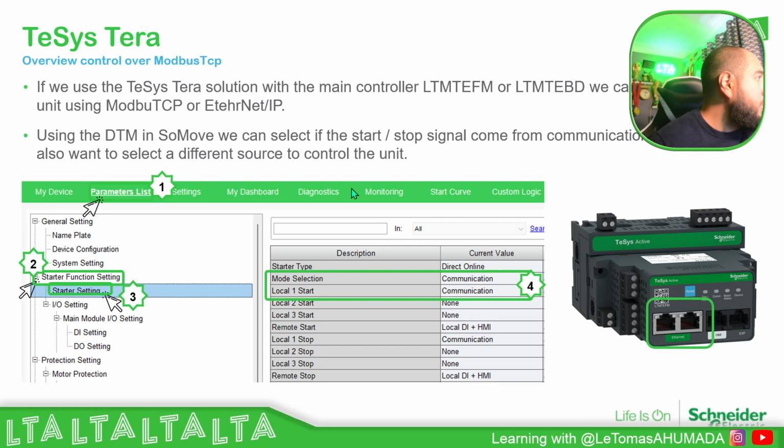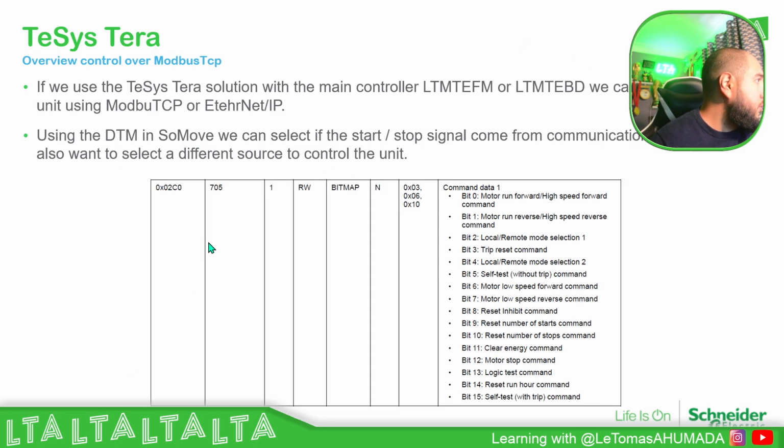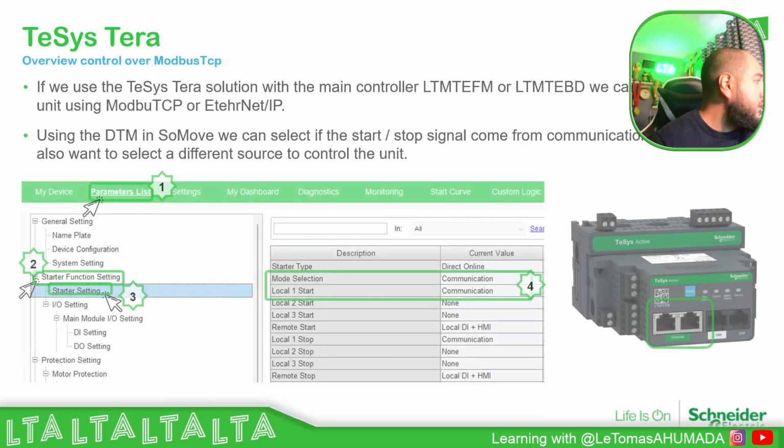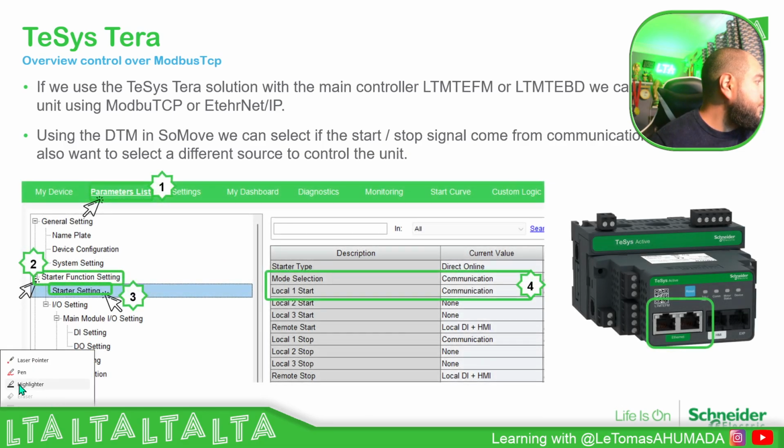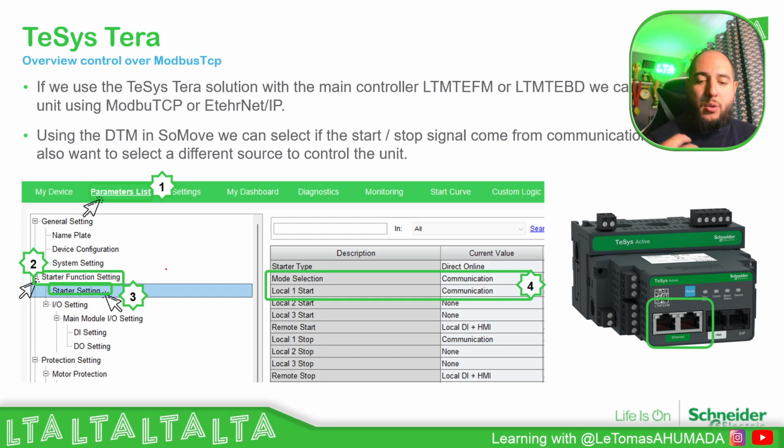So what we have is the possibility to configure where we want the source for the control to come from. What we need to do is to open the DTM first, and under the parameter list configure the starter functions, the starter settings.